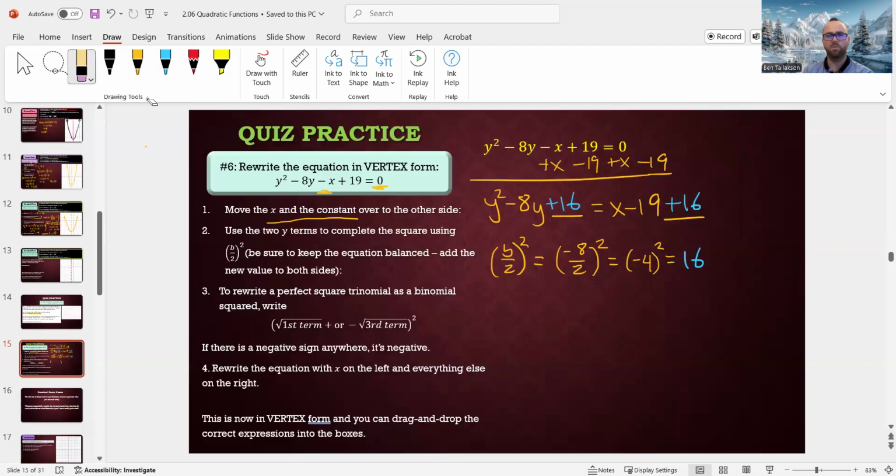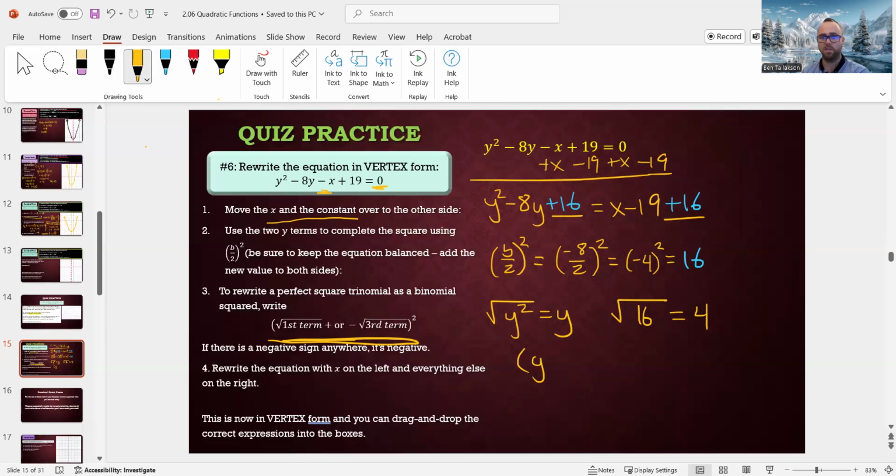So let's rewind one step and we'll take the square root of the first term right here. So square root of y squared. Square root of the third term, 16, that's 4. Now we're going to rewrite it like this. So we have y. Is it plus or minus? I'll determine that in a moment for their squared.